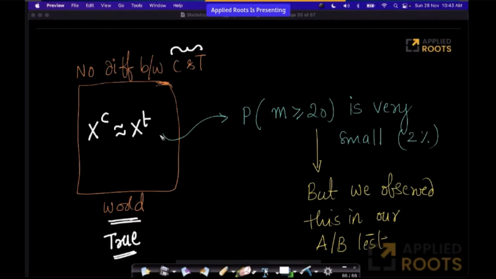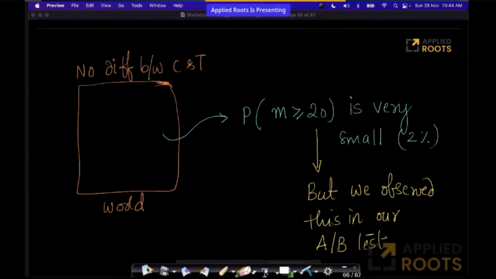In this world, we already observed this 20. Let's not forget that. We already observed this in our A/B test, or in our control treatment test. In this world, what is the probability that M, which is a median difference, is greater than 20? It's actually very small. It's just 2%. If this was true, the probability of observing something like this is very, very small.